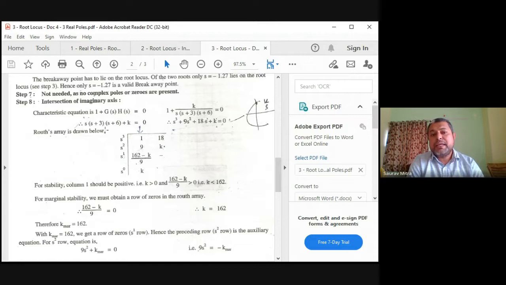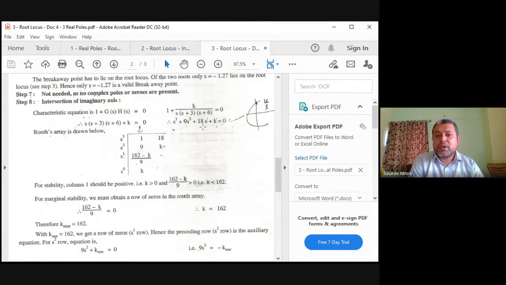We have to get the characteristic equation of the system, that is closed loop characteristic equation. So GSHS is given as open loop transfer function. From there you are supposed to find out closed loop characteristic equation. What is that? 1 plus GSHS. If you are doing that, you are going to get numerator of 1 plus GSHS. That is this one: s cube plus 9s square plus 18s plus k.